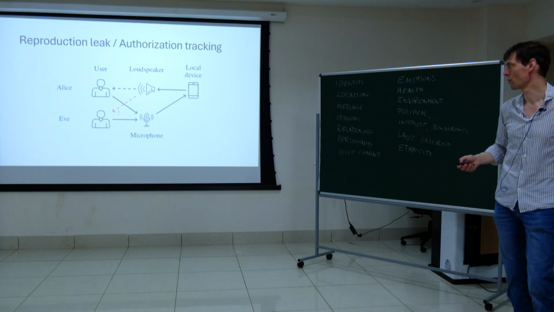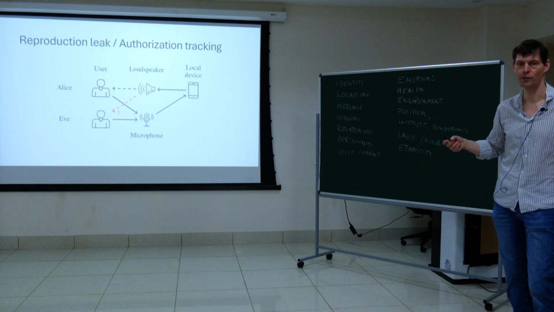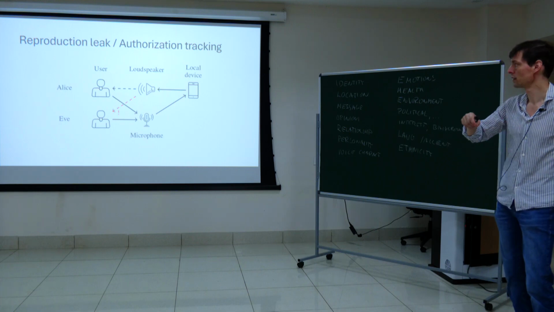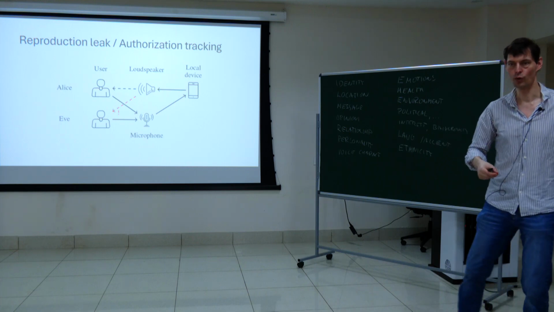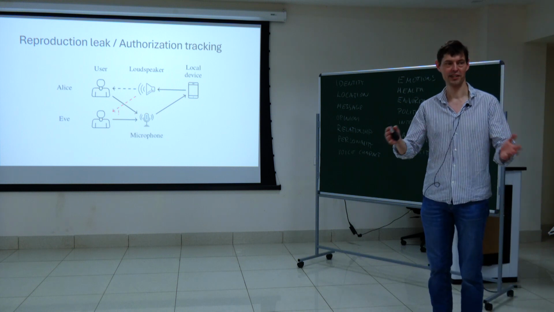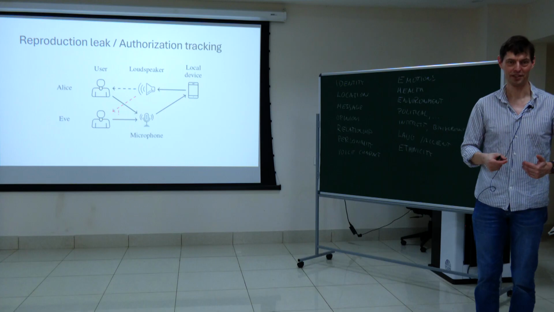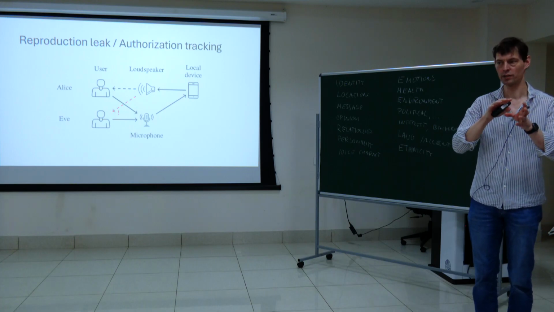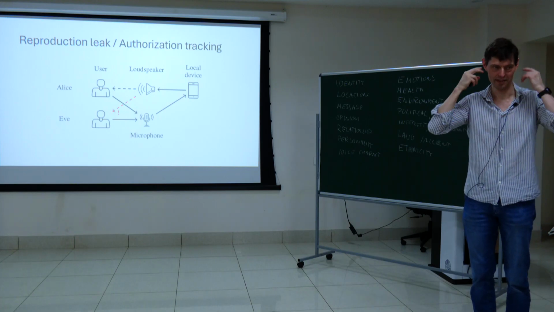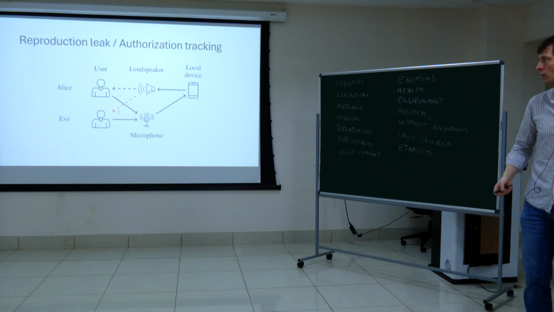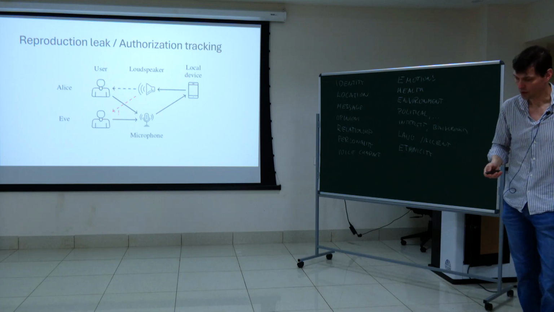But it basically also requires that you know exactly where Alice is. So if Alice moves like this, then she can't hear it anymore. If you move your head, you might not hear it anymore. So it requires very accurate knowledge of where the head of the authorized listener is.